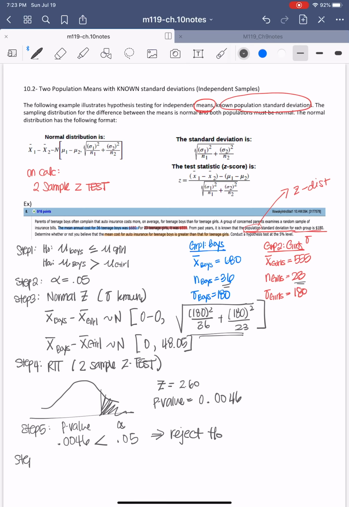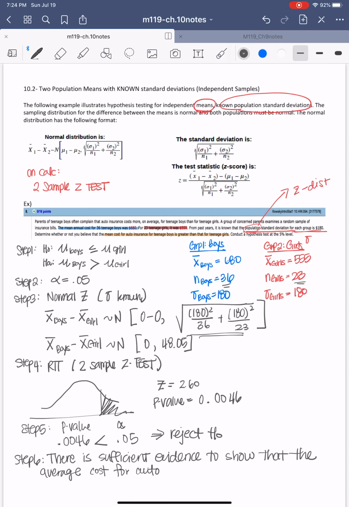Okay. Step 6. Write a conclusion. There is sufficient evidence to show that the average cost for auto insurance for teenage boys is greater than that for teenage girls. Okay, so that's it.